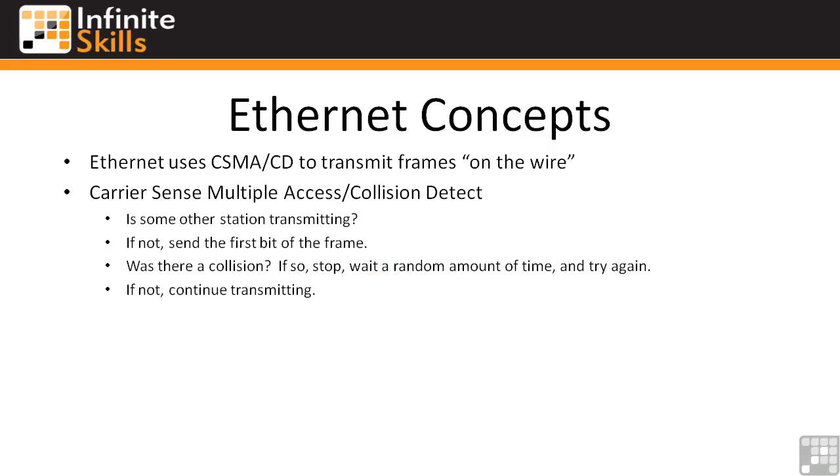So if no one else is talking, if there's not a collision, then continue transmitting and just loop through here, send the next bits. Was there a collision? Yeah, there was a collision. Okay, I'm going to back off. I'm going to try sending this frame again. And it keeps doing that, sending a little bit, checking whether there was a collision, until the entire frame gets on the wire.